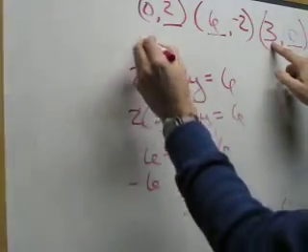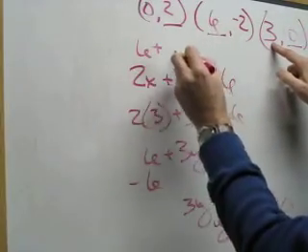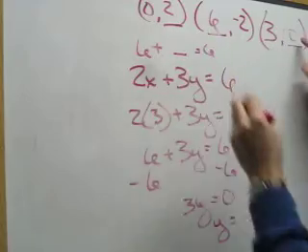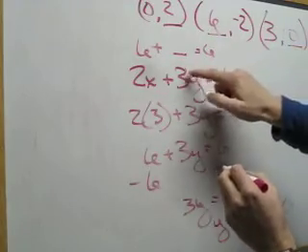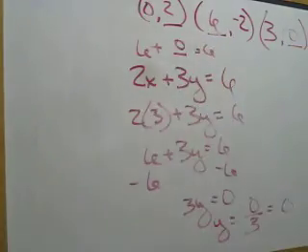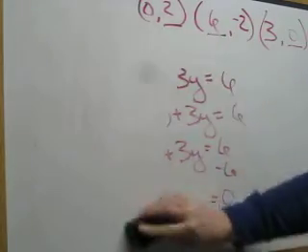So 3 times 2 is 6. 6 plus what is 6? Well, obviously, we put this y in here. 0 times 3 is 0. 6 plus 0 is 6.